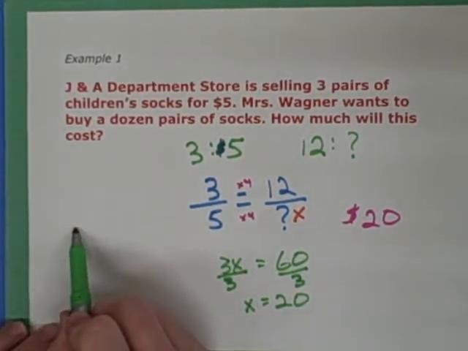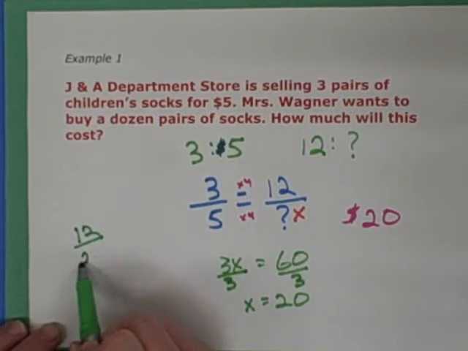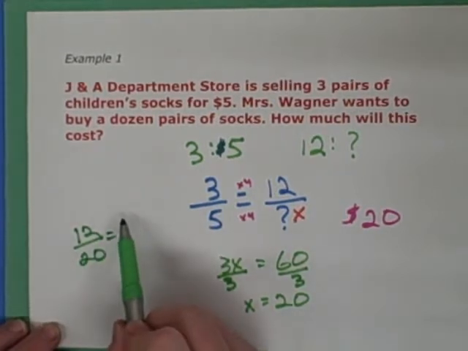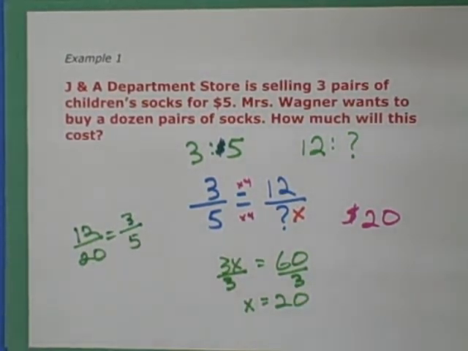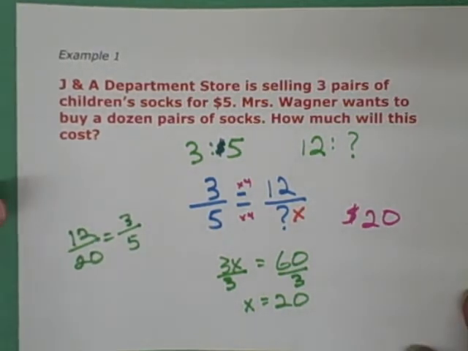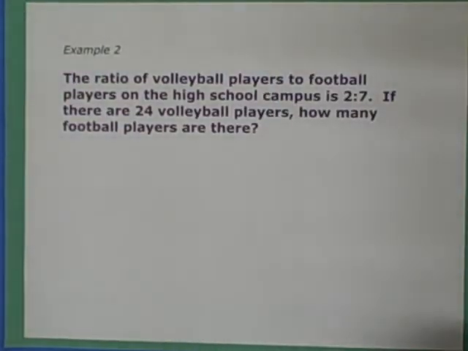The fraction of 12 over 20 reduces to 3/5. 12 divided by 4 is 3. 20 divided by 4 is 5. So that is setting up a proportion and solving. Let's go ahead and look at one more example.